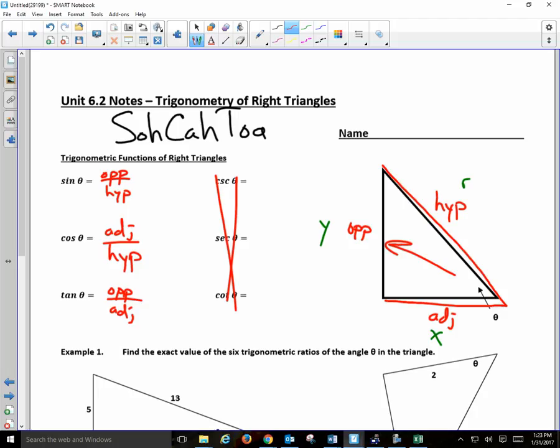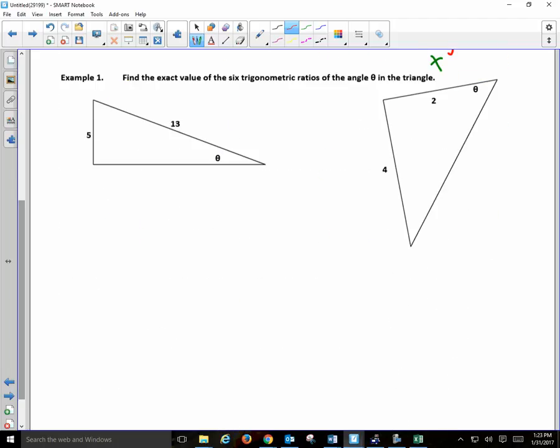So a lot of times people's question is, I forget how to find the adjacent side. The adjacent side is the side that helps make up the angle. Okay? All right, so example 1: find the exact value of, we're just going to go with 3, because I can change whatever I want. We're going to do sine of theta, cosine of theta, and tangent of theta. So right now I have a triangle with theta.